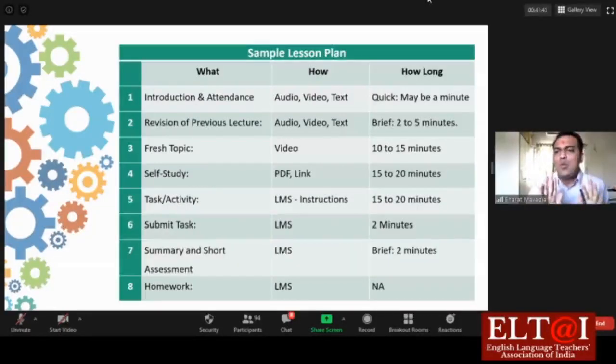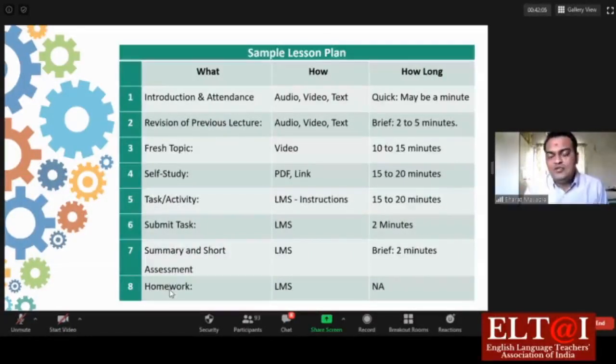this is one sample lesson plan. I'm not saying everyone would be comfortable with it. I'm not saying everyone will be following this one. It's a tentative plan that anyone can follow very simply. Start with introduction, make them feel that personal touch, provide them a little revision, give them a video of the fresh topic.